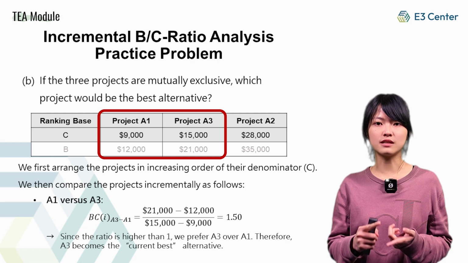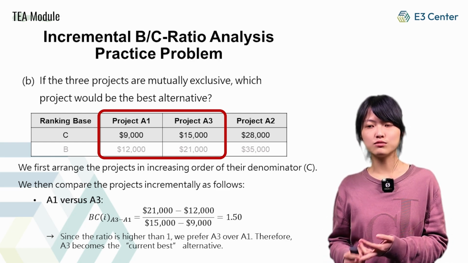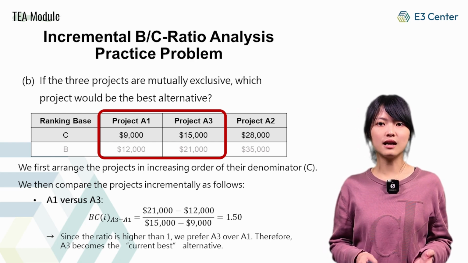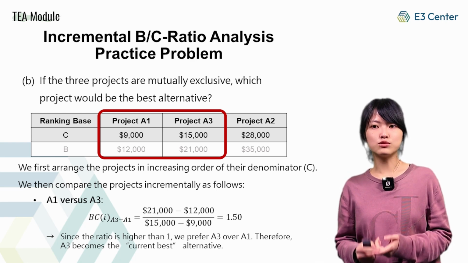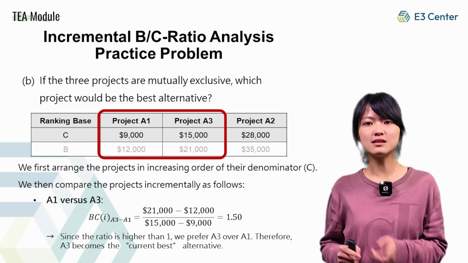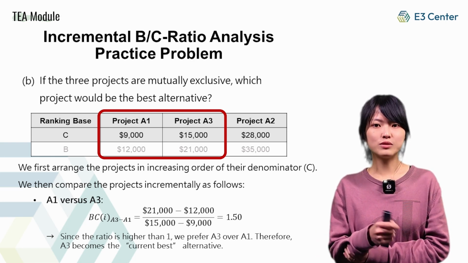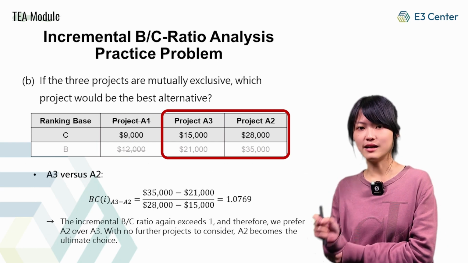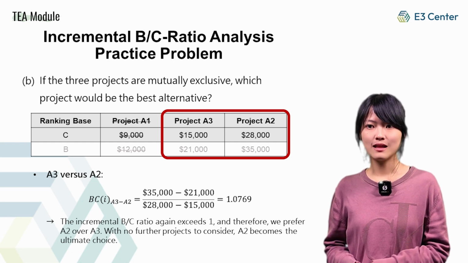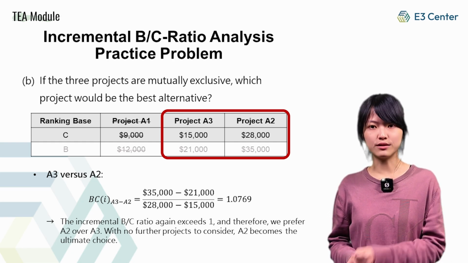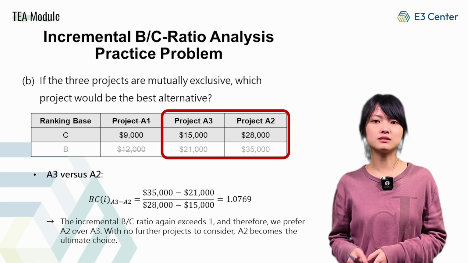First is A1 versus A3. The incremental BC ratio is computed to be 1.5, which is greater than 1. So we prefer A3 over A1, right? And next, we must determine whether the incremental benefit to be realized from A2 would justify the additional expenditure. Therefore, we need to compare A2 and A3. The incremental BC ratio again is greater than 1. Therefore, we prefer A2 over A3. With no further project to consider, A2 becomes the ultimate choice.